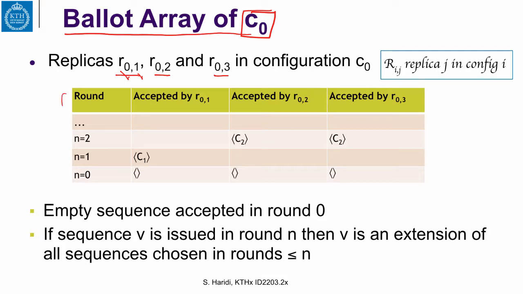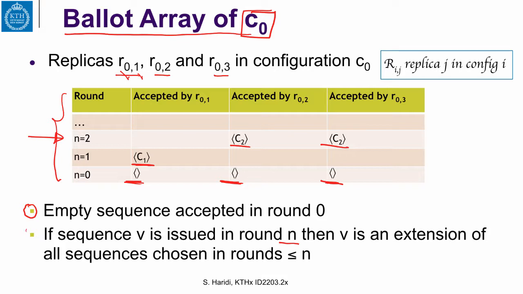And here is our ballot array. So initially, at round 0, the empty sequence is accepted. Here is a situation where replica 0, 1 accepted a sequence C1, but this sequence was not chosen, and here is a situation where a sequence C2 is chosen, and this sequence C2, the sequence that is issued in round 2, is an extension of the chosen sequence before, and this is the empty sequence.